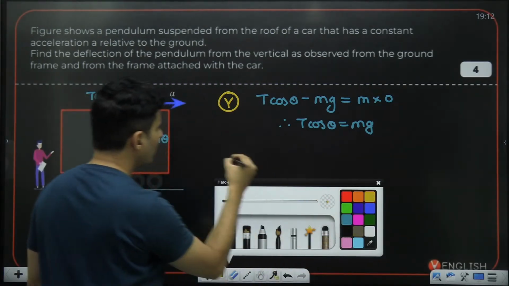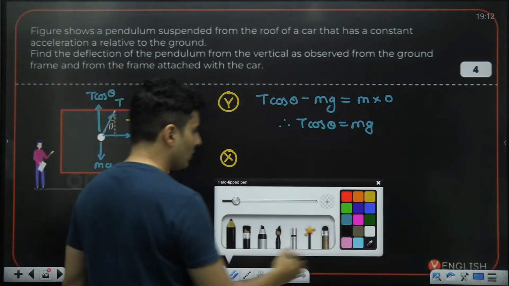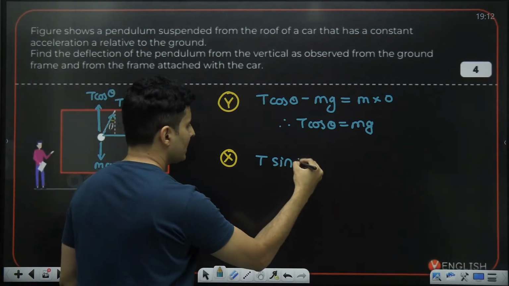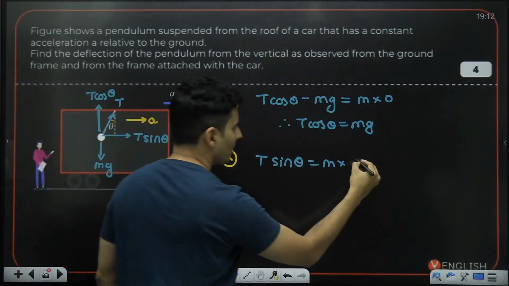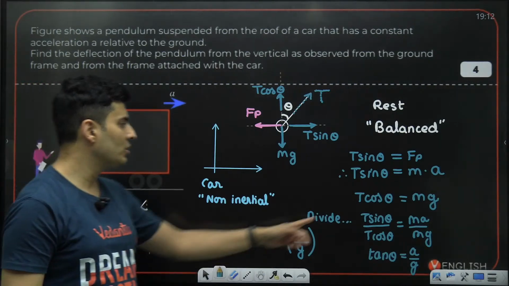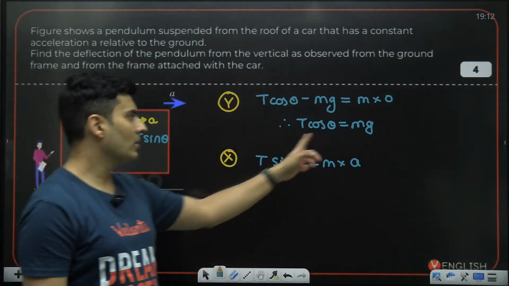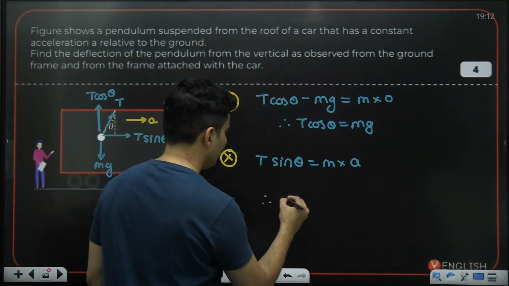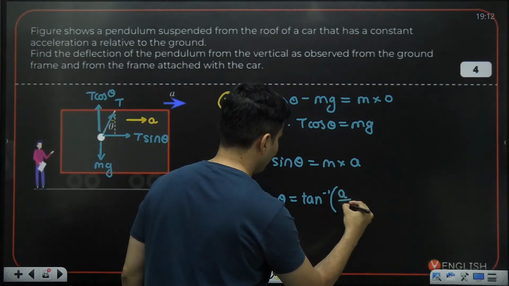Similarly, if you look in the x direction, there is only one force, which is T sine theta. So T sine theta will be mass into the acceleration. If you notice, this is exactly the same equation which you are getting over here. T cos theta is mg, T sine theta is ma. So you will still get the same answer. Theta is tan inverse of a by g.